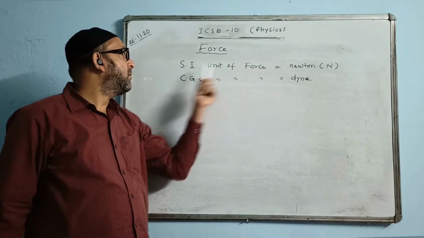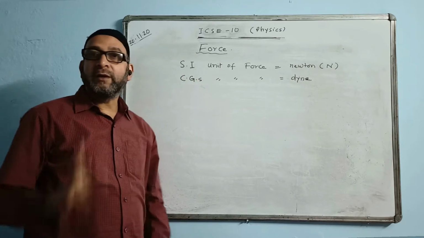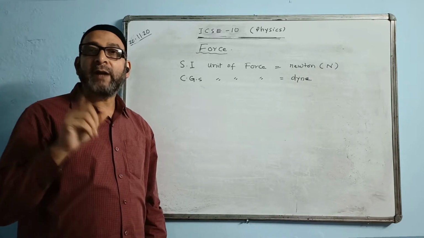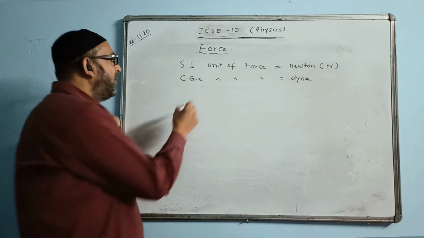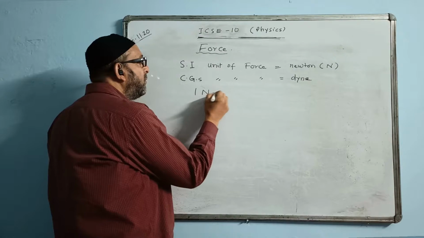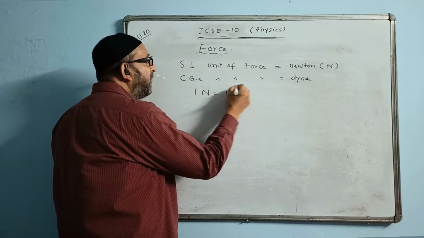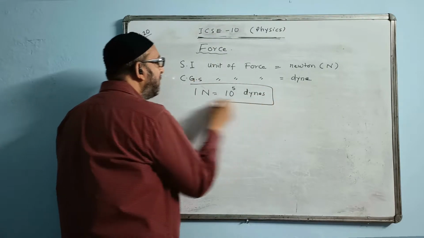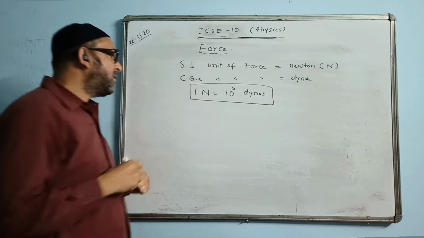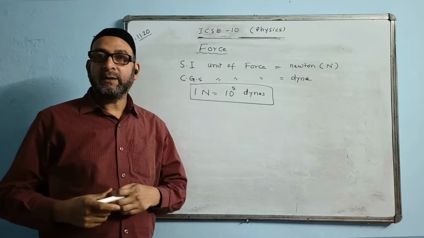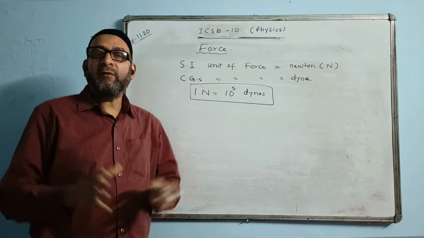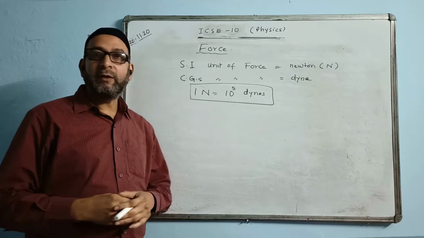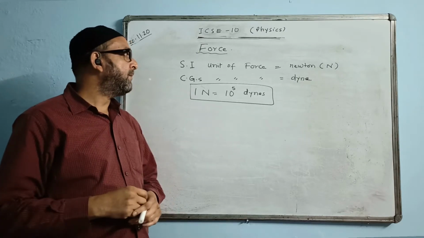How is the SI and CGS unit of force related to one another? Do you know the value? 1 Newton makes how many dynes? We write that 1 Newton is equal to 10 to the power of 5 dynes. The value we must know. You have done this in the lower class, a revision of the lower classes we are doing just now. So 1 Newton is equal to 10 to the power of 5 dynes.